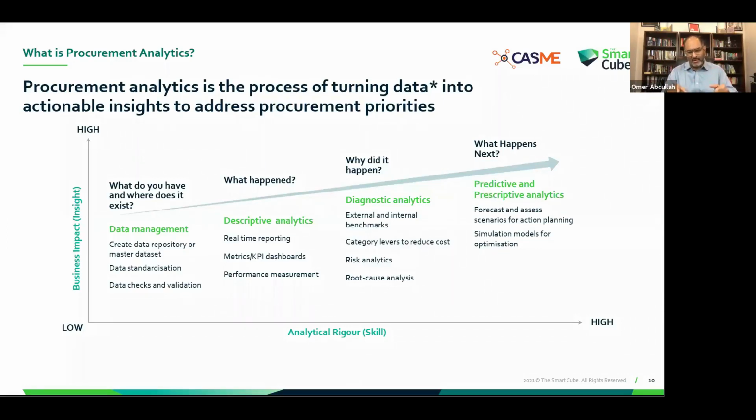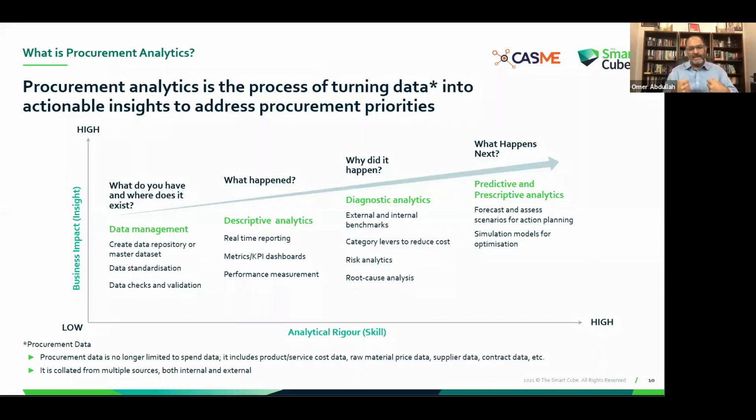One more point that I'd like to make on this is when you think about procurement data, a lot of times we tend to think of procurement analytics as simply taking spend data and working with it. But it's much, much more than that, right? And of course, yes, spend data can include many different things, but fundamentally it also includes product and service cost data, raw material price data, supplier data, contract data, and much, much more. In other words, it's both internal data and external data. So one of the things that we'd like you to walk away with from this conversation today is that procurement analytics is a holistic activity that involves internal and external data. It involves multiple different elements, right?